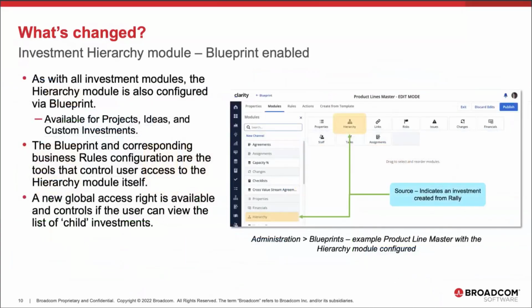As with all investment modules, the hierarchy module is no different, and it is configured via Blueprint. And it is available to be part of projects, ideas, and or custom investments. The blueprint and corresponding business rule configuration are the tools that control access to the hierarchy module itself. Then a new global access right is available, which controls if the user can actually view the listing of child investments.